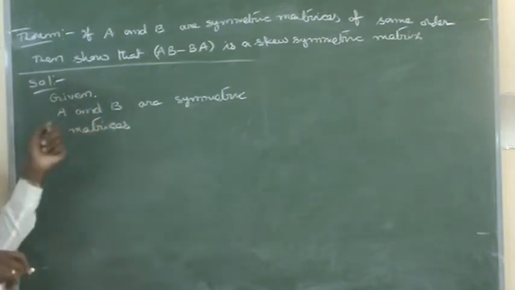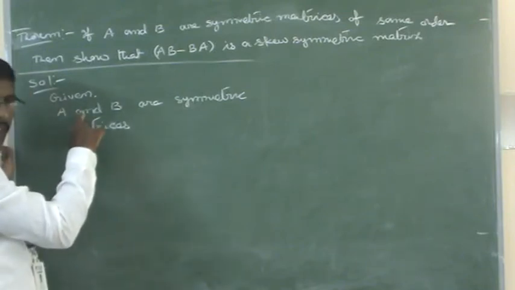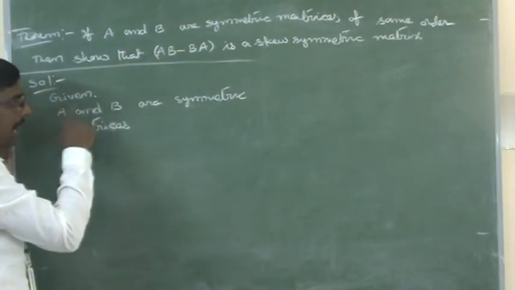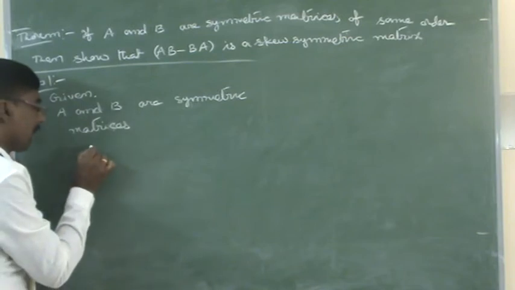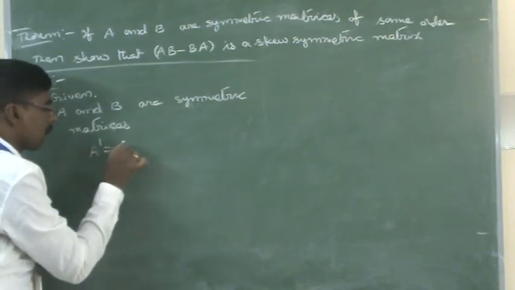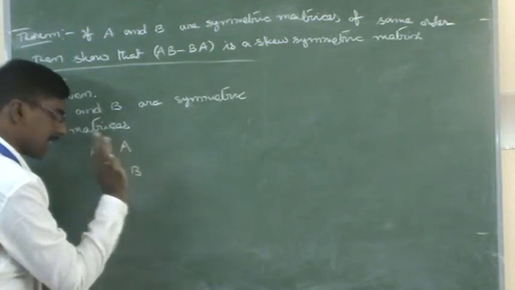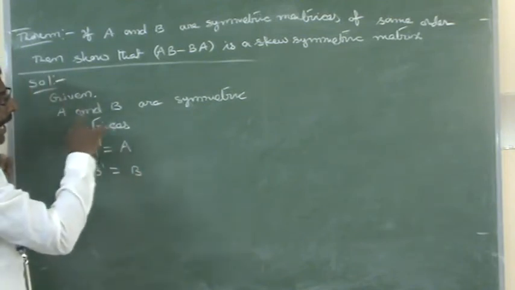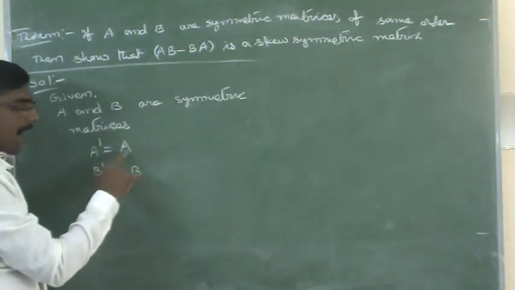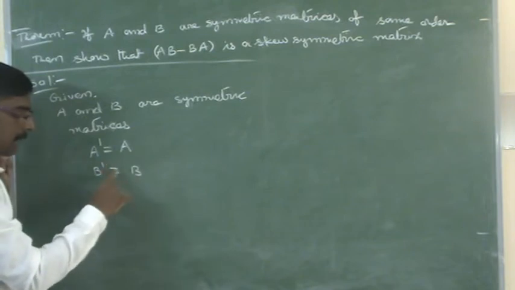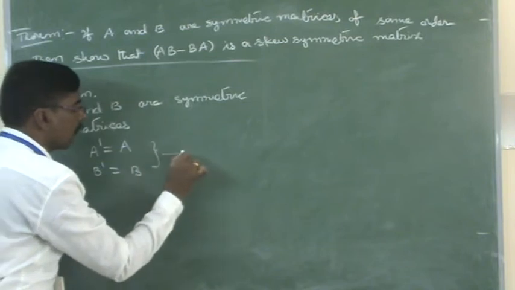Already we know that. What is meant by a symmetric matrix? It is already given inside the theorem itself: A and B are symmetric. What is the meaning of A and B being symmetric matrices? It means A transpose is equal to A, and B transpose is equal to B. This is given, very important. This is the rule of the symmetric matrix. We take this as assumption equation number 1.